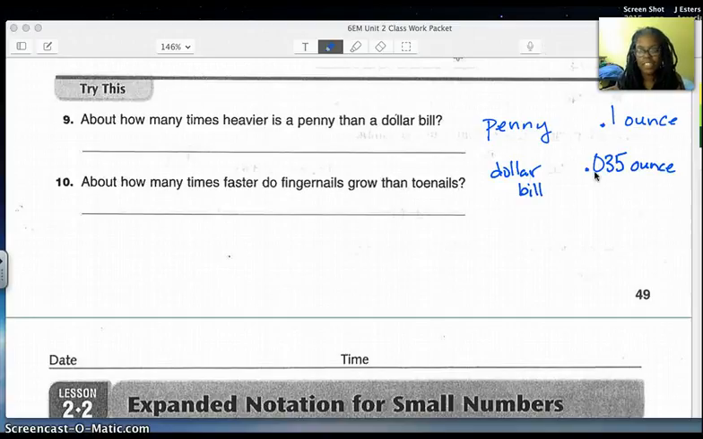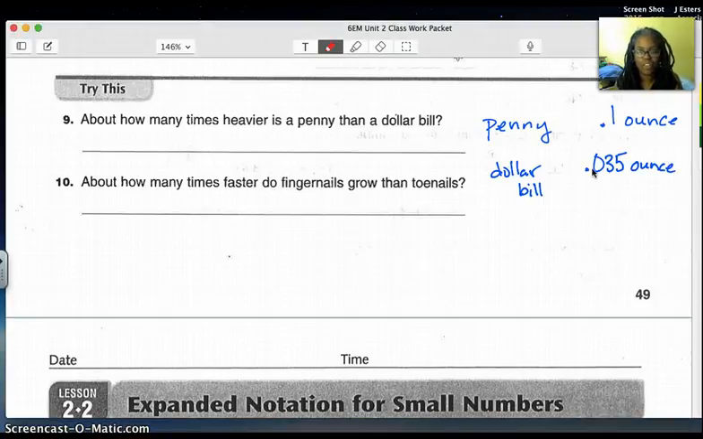Now, when you're trying to figure out how many times something is greater than something else, the obvious choice is division, but I don't know about you, some of you might feel a little bit uncomfortable with dividing with decimals. So let's think of an alternate way that we can do this.